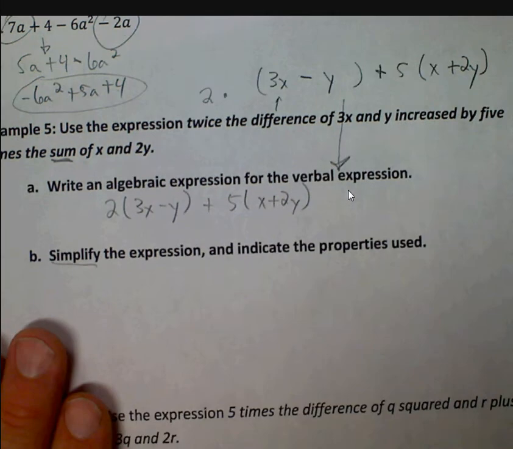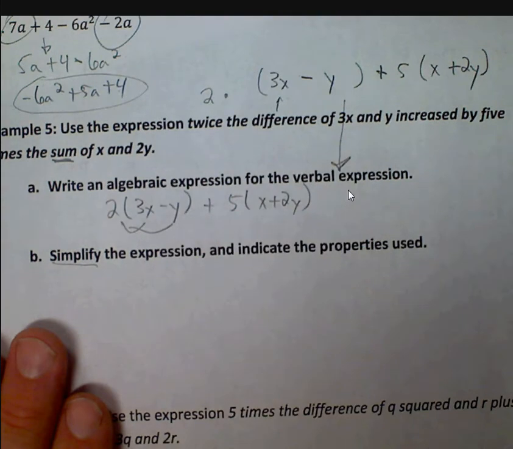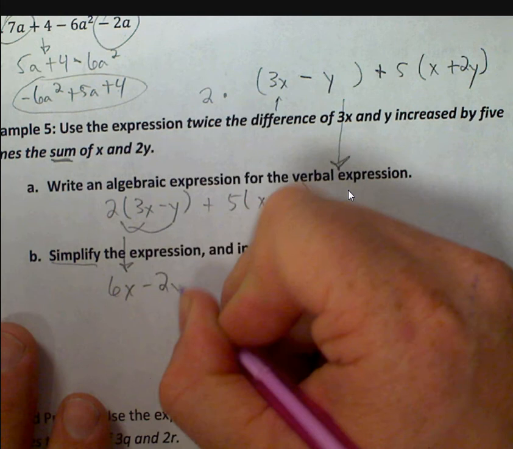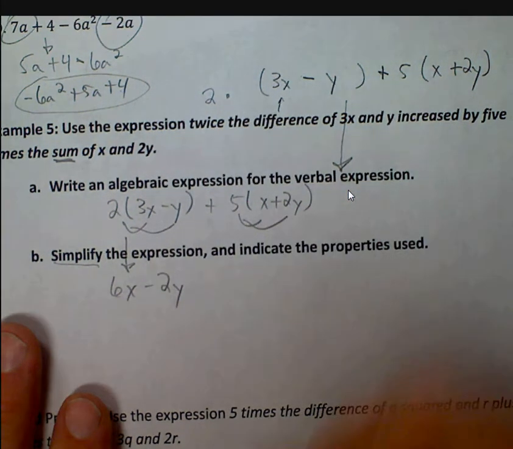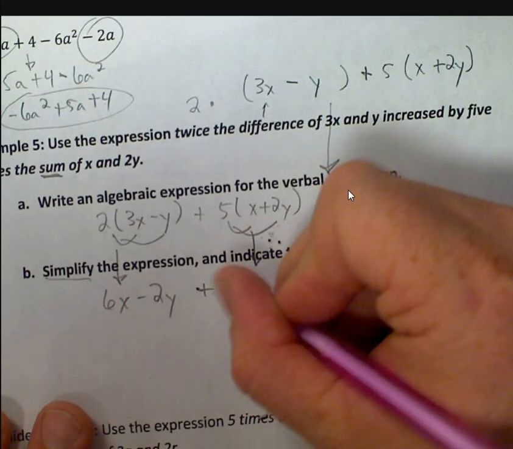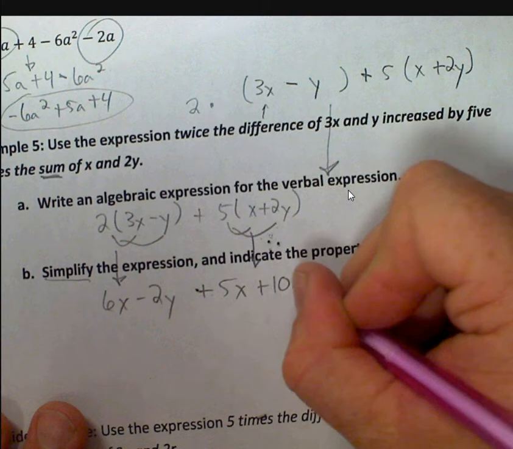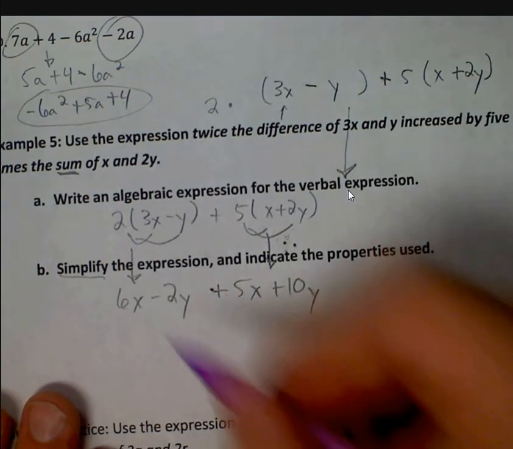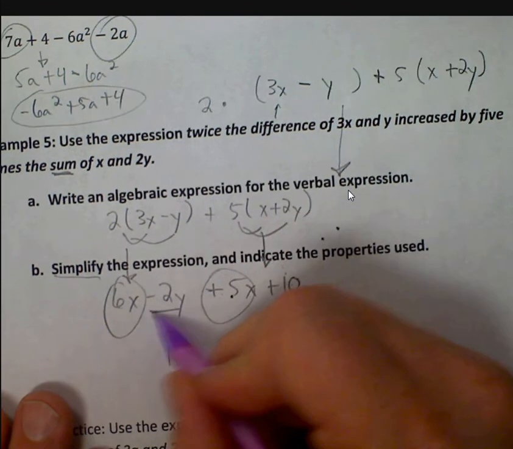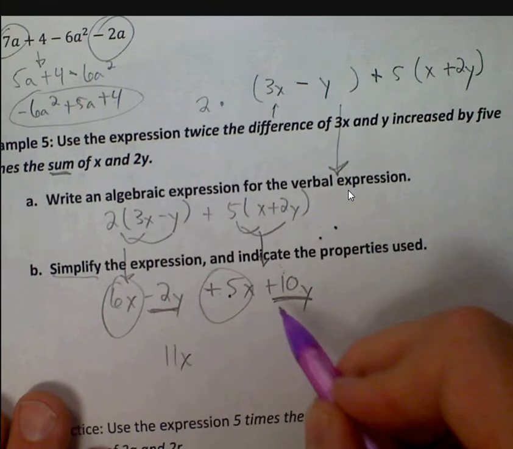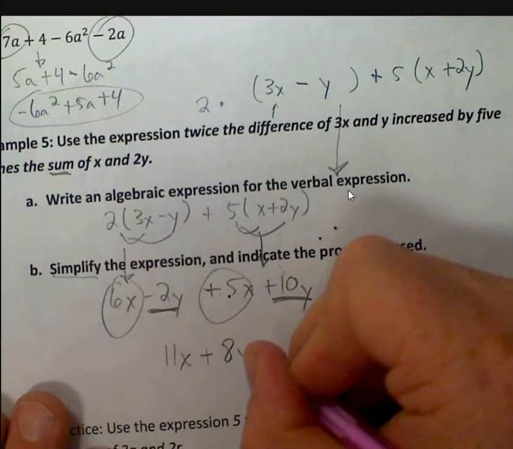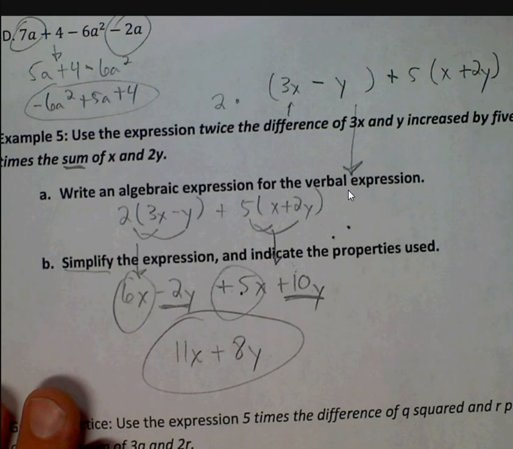Now letter B says simplify. I'm going to go ahead and distribute. This becomes 6x minus 2y. If I distribute the 5, this becomes 5x plus 10y. If I combine like terms, 6x plus 5x is 11x. Negative 2y plus 10y. Debt 2 plus 10, I subtract, I get 8. I'm not in debt because the 10 is larger, 8y. That is my simplified expression.